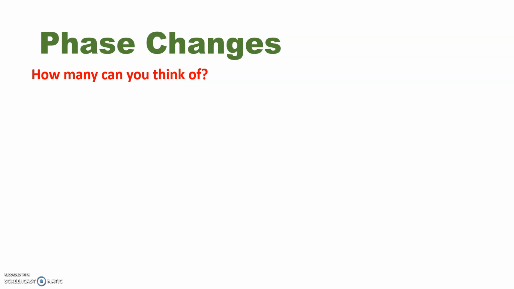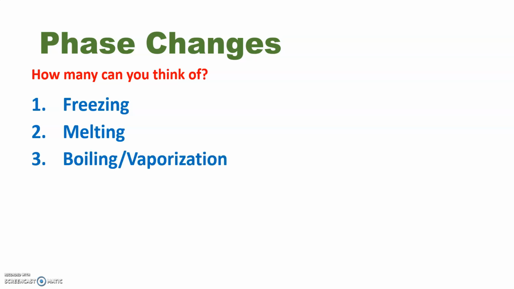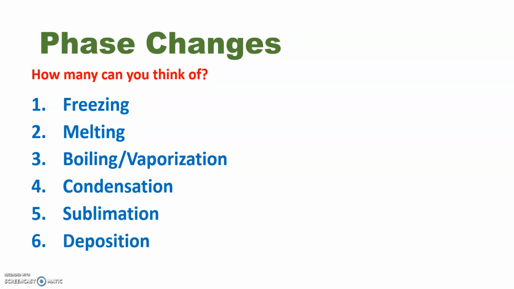So how many can you think of? The first one I came up with was freezing. Another one is melting. Boiling, or vaporization, is the third one. Condensation is the fourth one. These are the four that you've probably all learned, or at least have been taught once before. The last two, sublimation and deposition, might be new to you. So we'll go over those in a second.